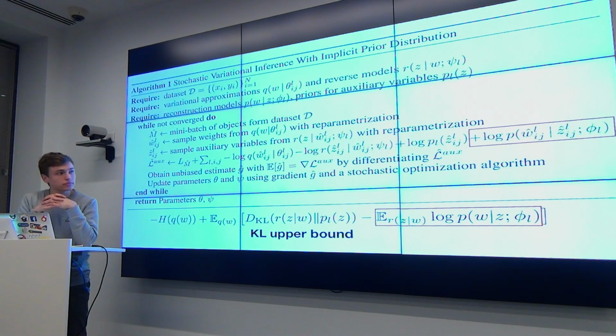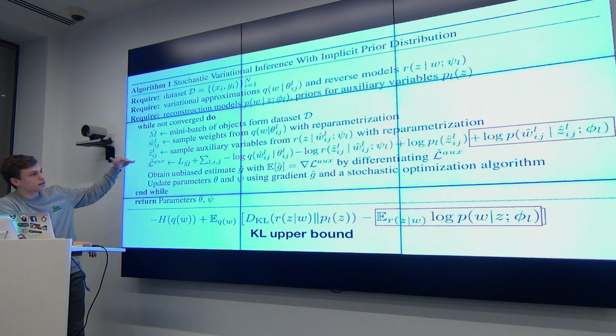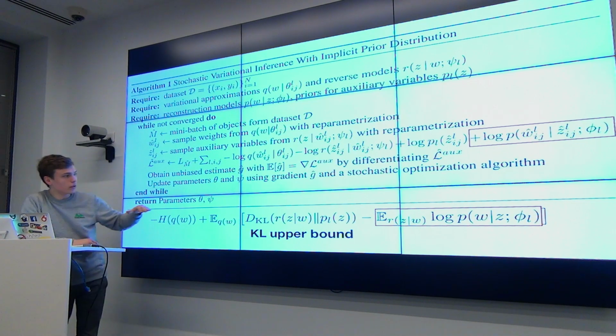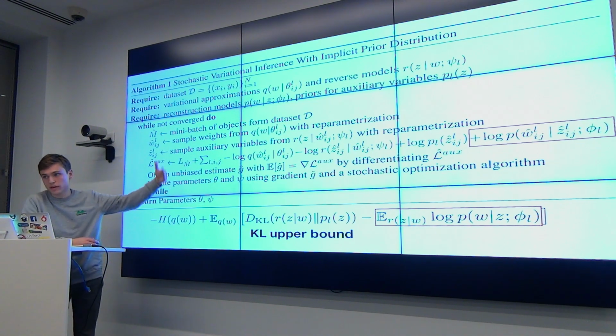Because in this case, we really need a prior over convolutional kernels. Yeah, we only take the gradients with respect to theta and psi, and update them.